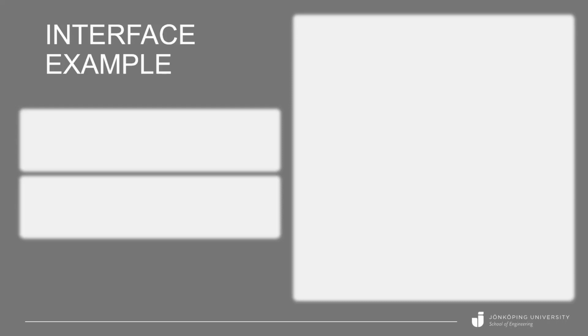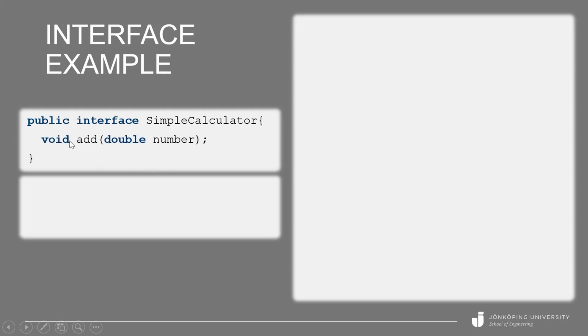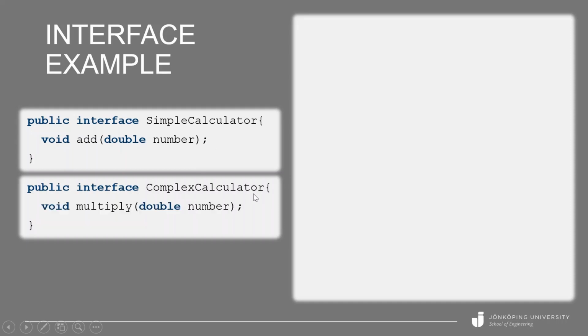So here is an example in Java that makes use of interfaces. Here we create one interface called SimpleCalculator, and it contains one abstract method called add, and it receives a number. Here we have another interface called ComplexCalculator, which has a method called multiply, and it receives a number as well.